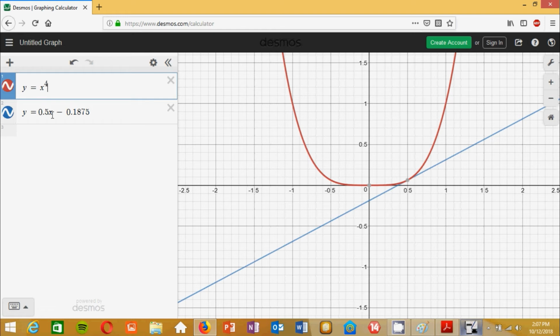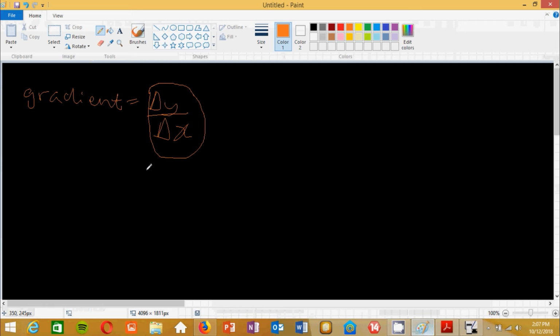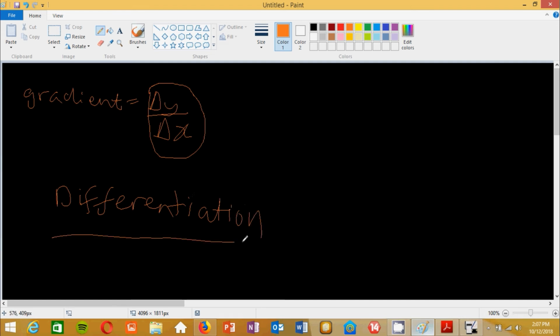So what do we do when we want to find the gradient of any point on any curve without sketching the curve and then sketching a tangent? Well, this is what calculus is all about, and we are going to introduce something that is known as differentiation. Differentiation, let me write that down. Differentiation is a technique that we are going to use to find the gradients of points on curves without actually drawing the curves and drawing the tangents, by simply calculating the gradient.